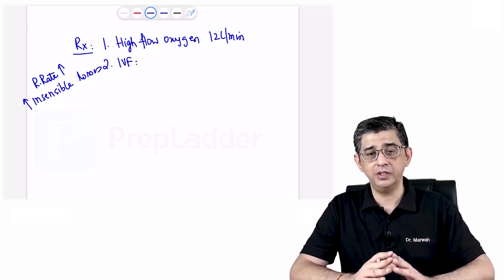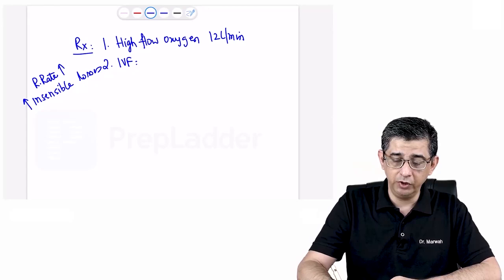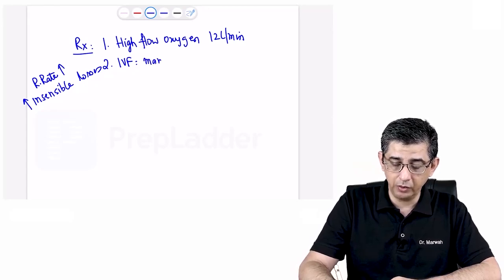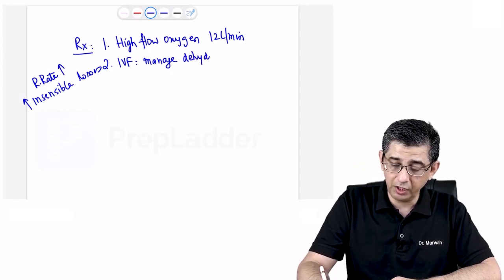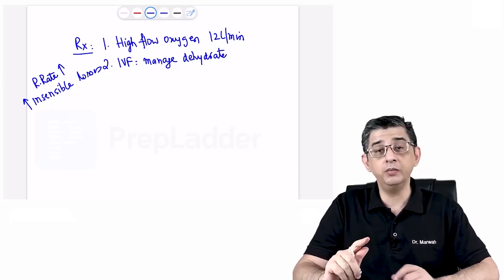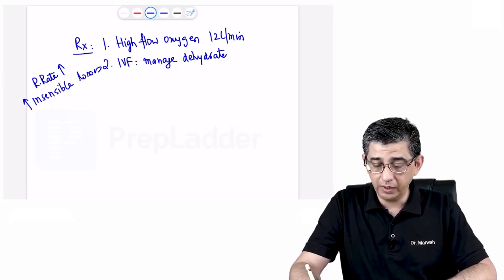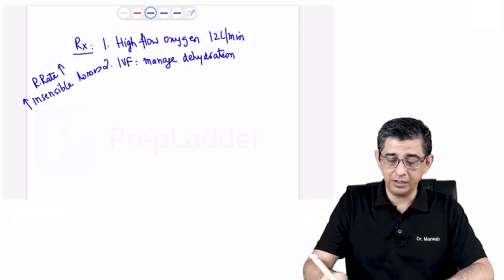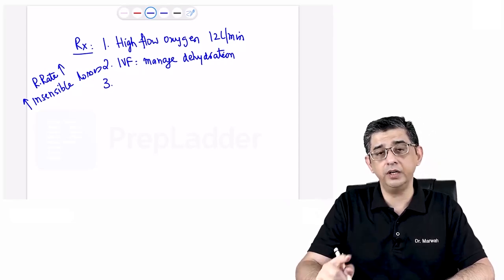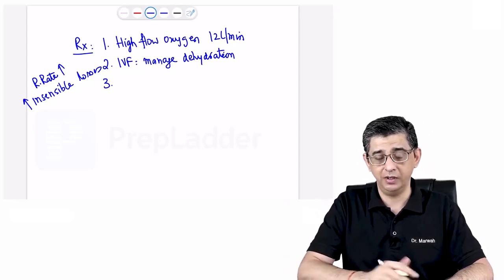So the textbook says that IV fluids should be given to this patient to manage the dehydration component. You don't need to give too much IV fluid, because anyway there is alveolar edema present in this patient. But at the same time, do not leave the patient high and dry, in the sense that you are not taking care of the increased insensible losses in this patient.